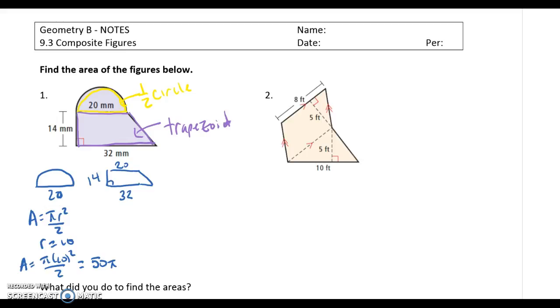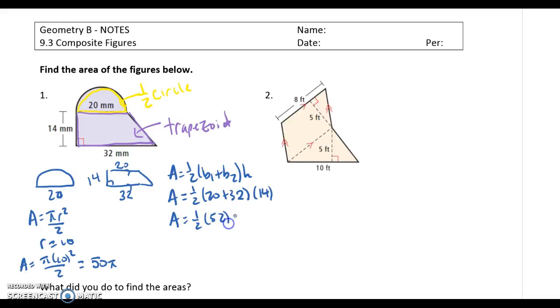Okay? So then I want to look at that trapezoid and think, well, how do I find the area of the trapezoid? Well, remember my area formula is 1/2 of b1 plus b2 times h. And then I've got my two parallel bases, 20 and 32, right? So I get 1/2 of 20 plus 32, times the height, which is 14. And doing all that math, I'm getting A equals 1/2 of 52 times 14. And that should give me a total of 364.